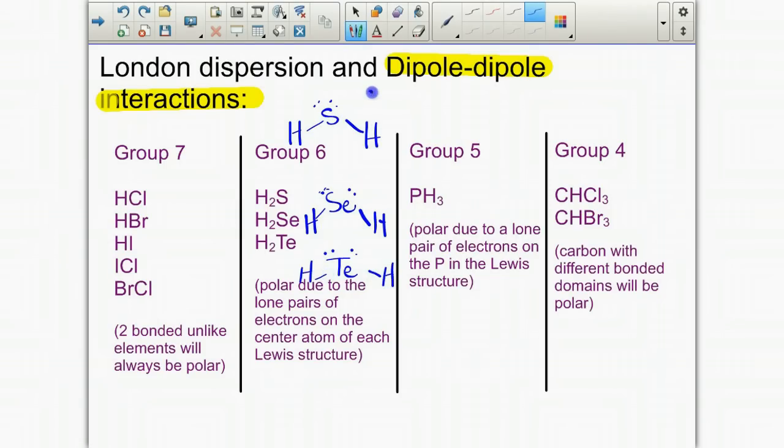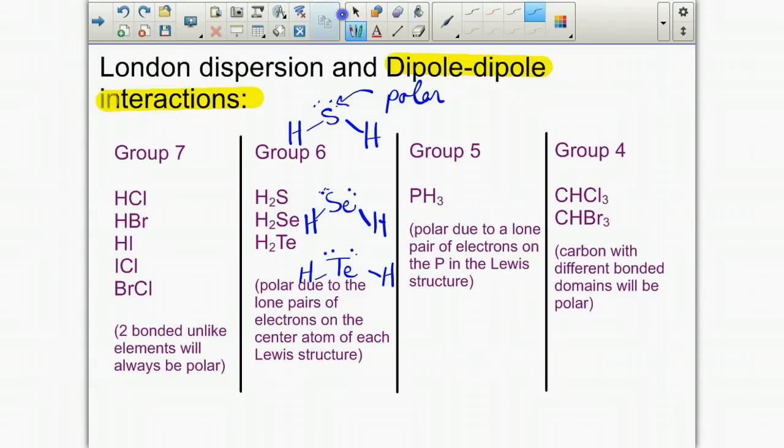And the fact that there's the lone pair here is the reason why the molecules are polar. So anytime you have an oxygen family member bonded to 2 other atoms, it's automatically polar because there are these lone pairs on the center atom.